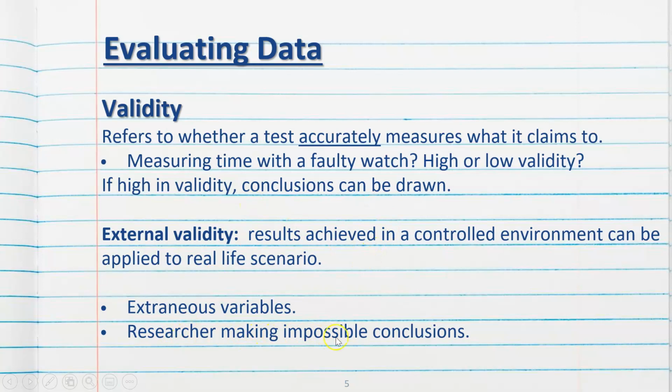And also the researcher making impossible conclusions. So based on a test that was taken, making impossible conclusions about that data. That's a real big issue. So the validity, just to summarize, is how accurately our results were measured and how accurately our results are.